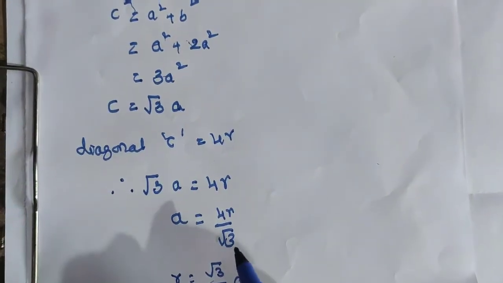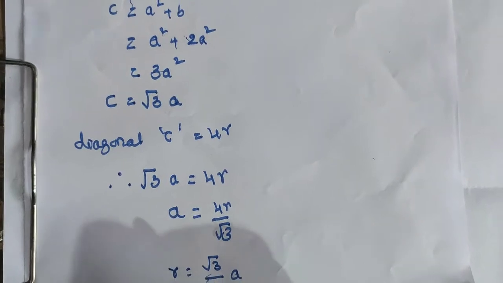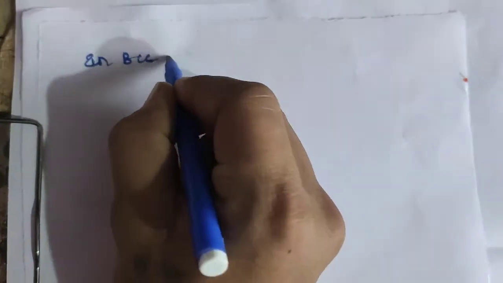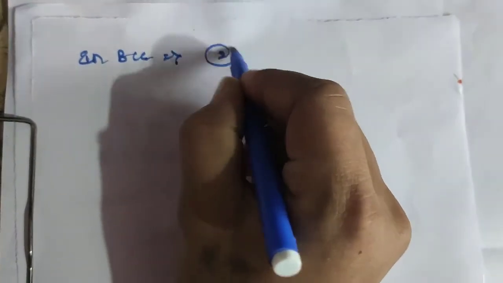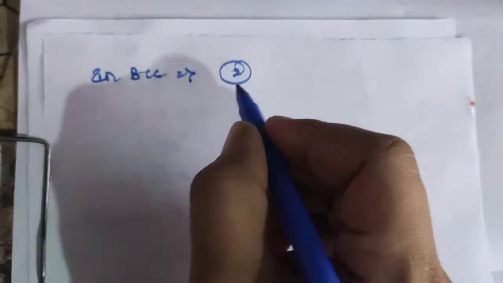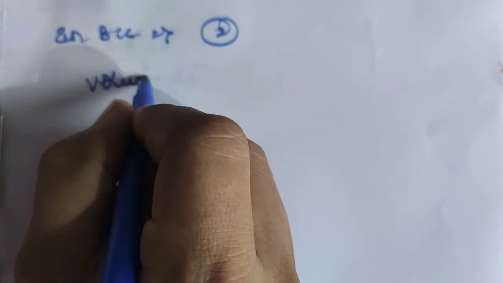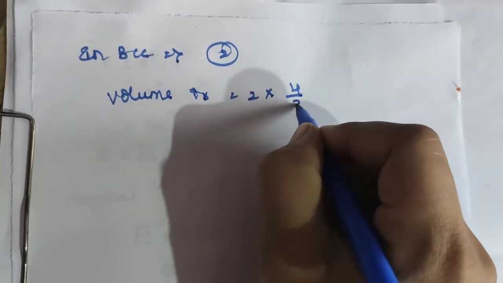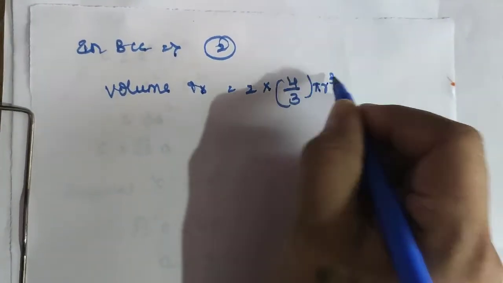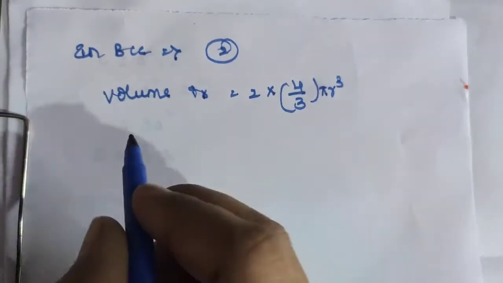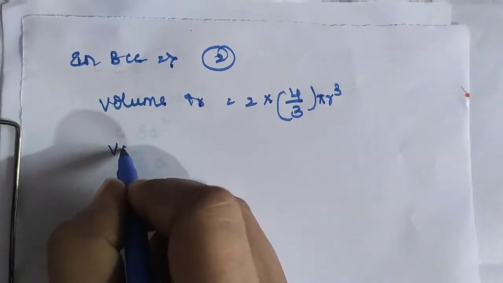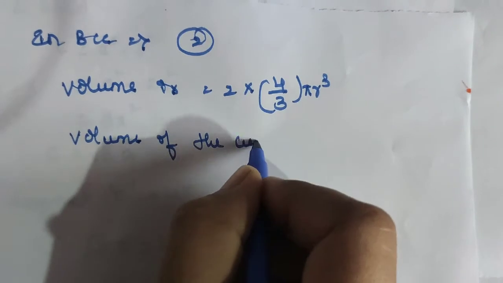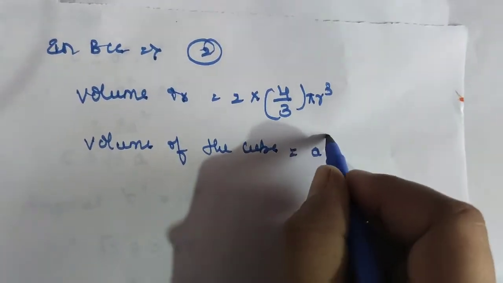So in this type of structure, the total number of atoms is 2. In the case of BCC, how many total atoms or constituent particles will there be? 2. Therefore the volume is taken as 2 into 4 by 3 pi r cube. So the volume of the cube is taken as a cube.